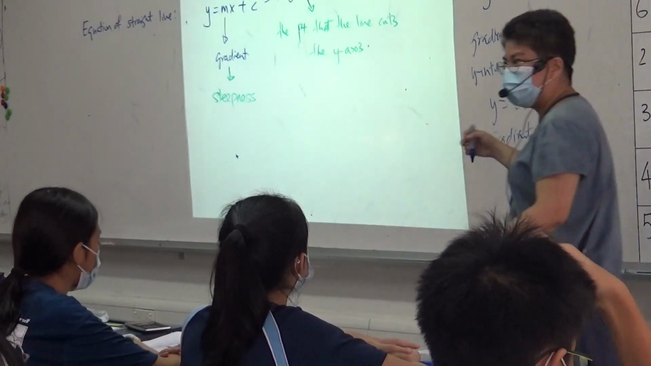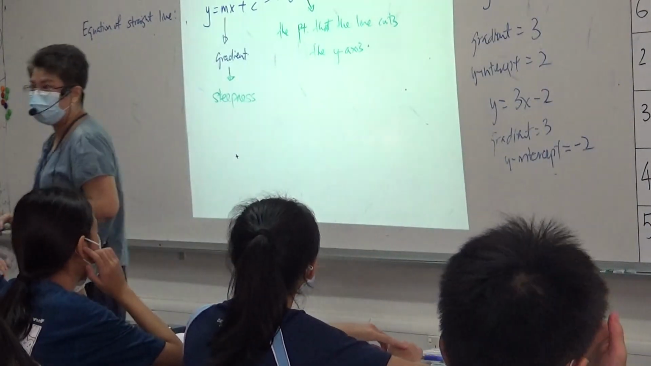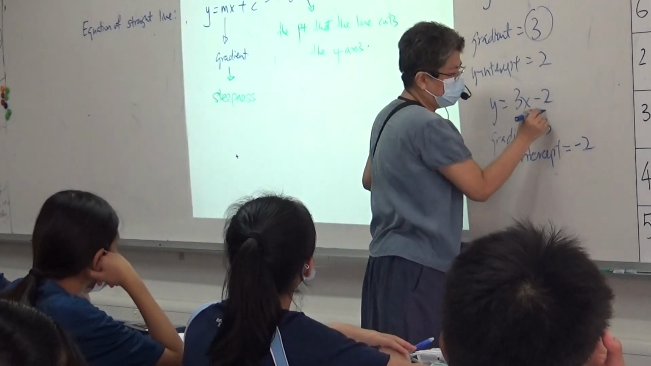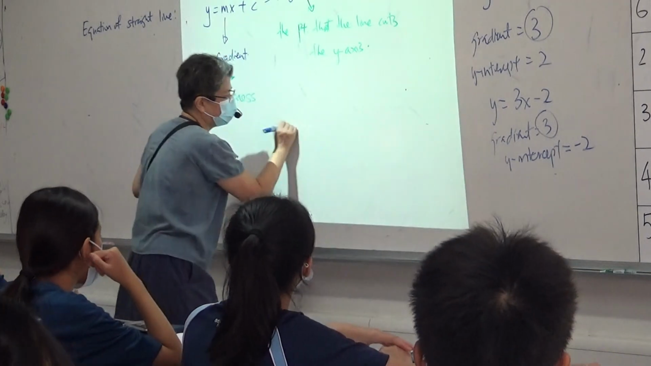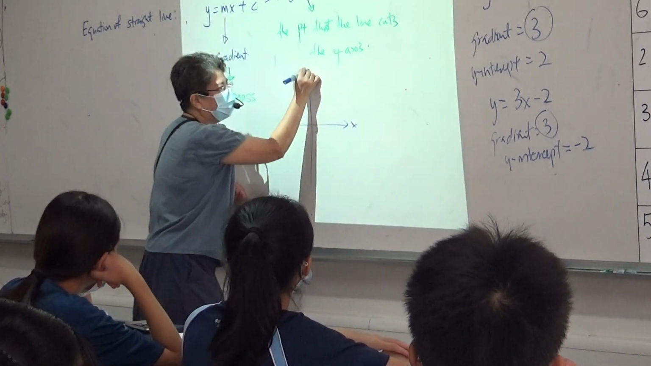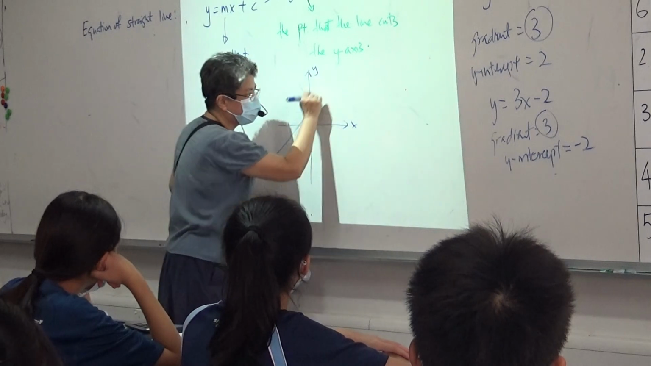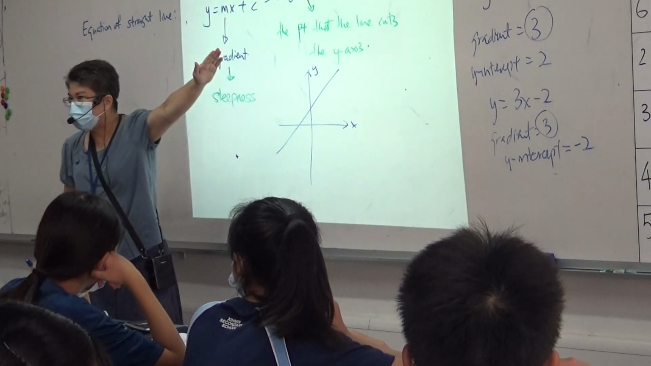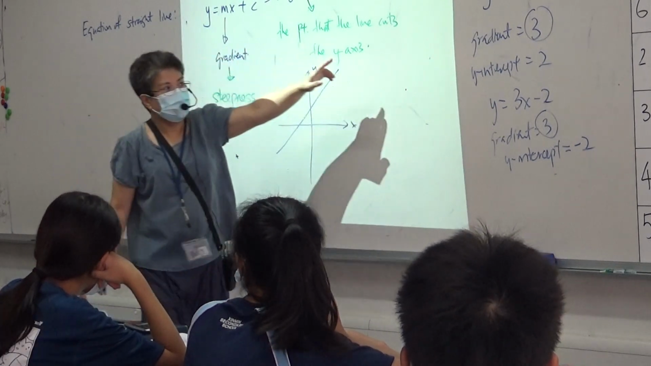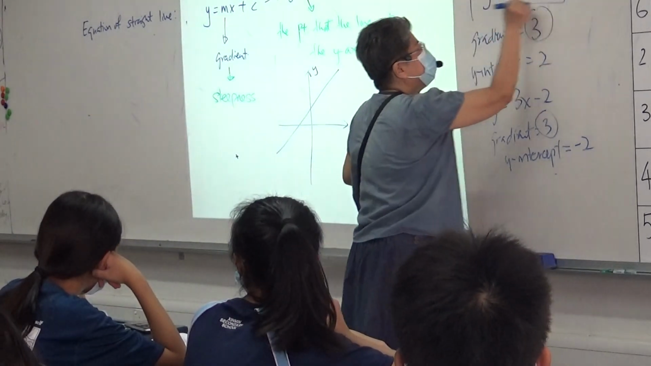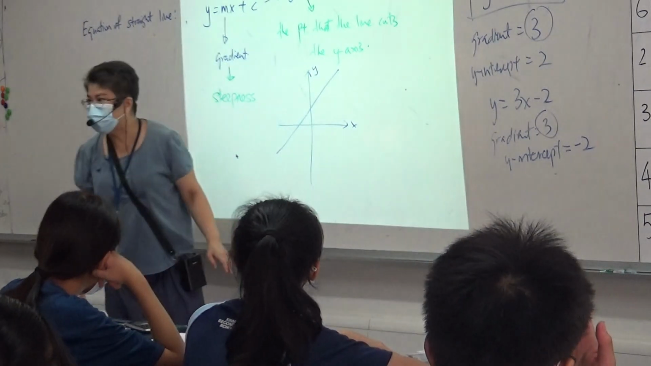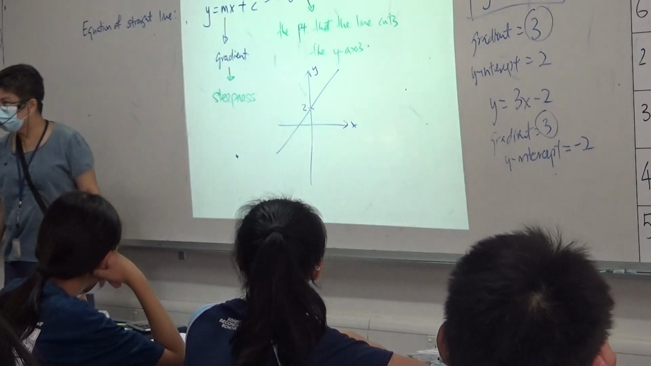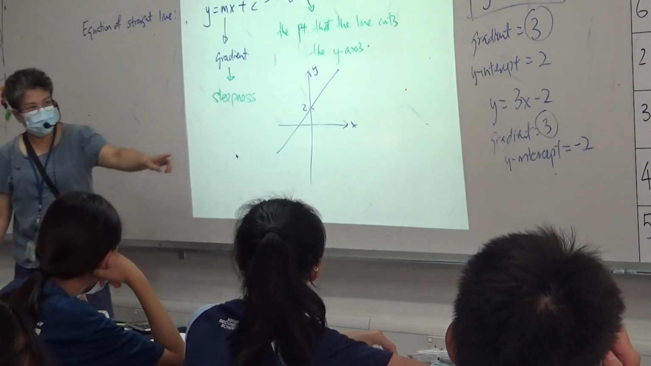Now, what's the meaning of this? I'll prove it to you. I draw it for you graphically first. Do you agree 3 is a positive number? That means the line will slope this way. Positive will slope this way. Later I will show you. All of you look up. Can you see this first equation? It's 3x + 2. That means it will cut at 2.